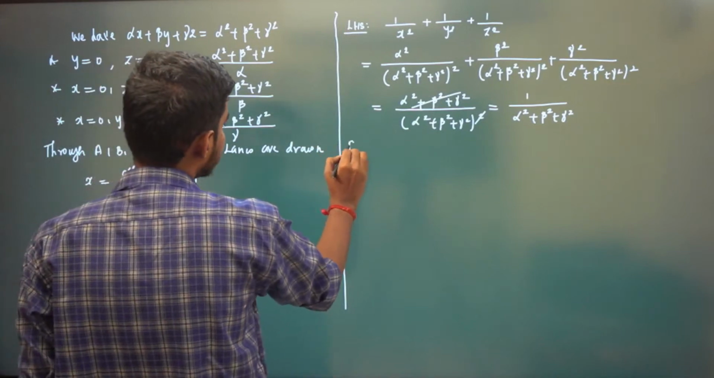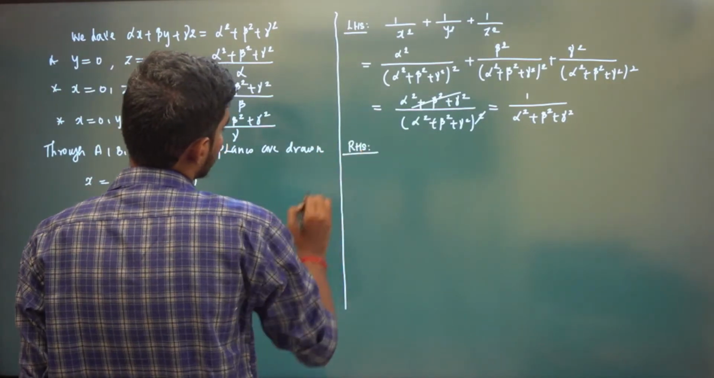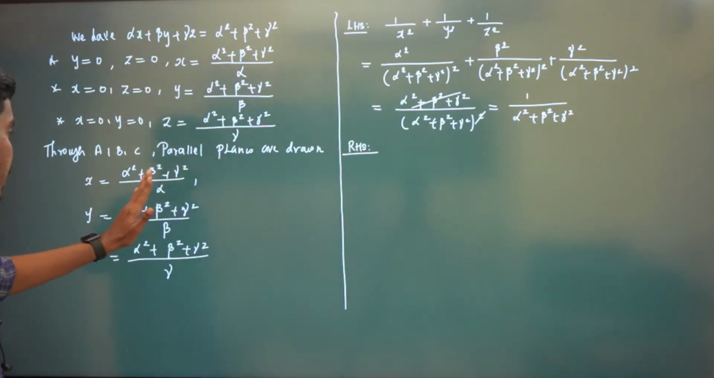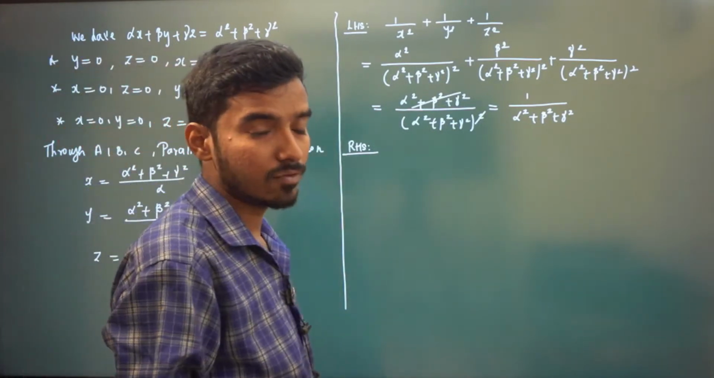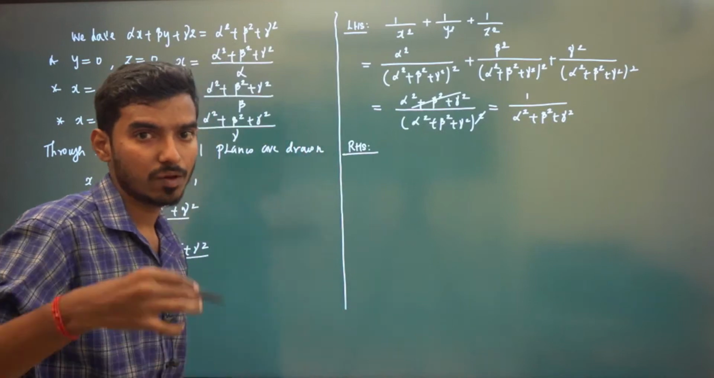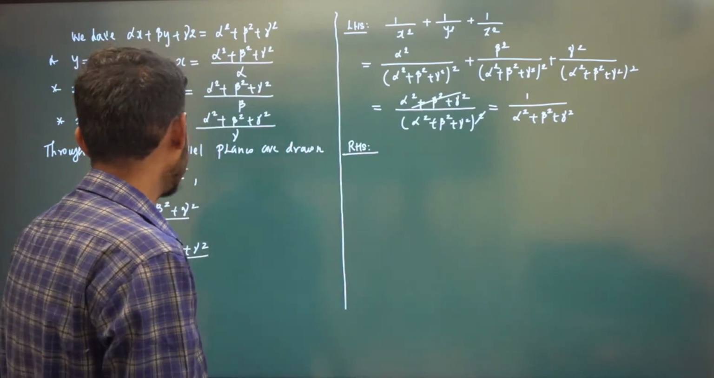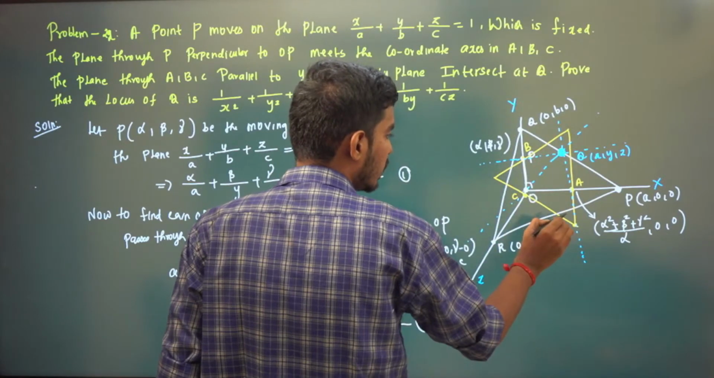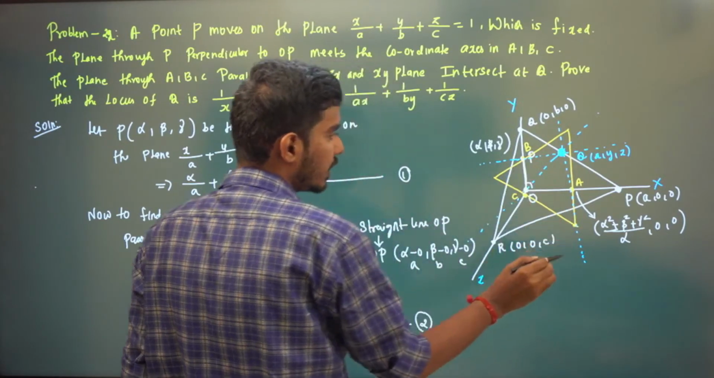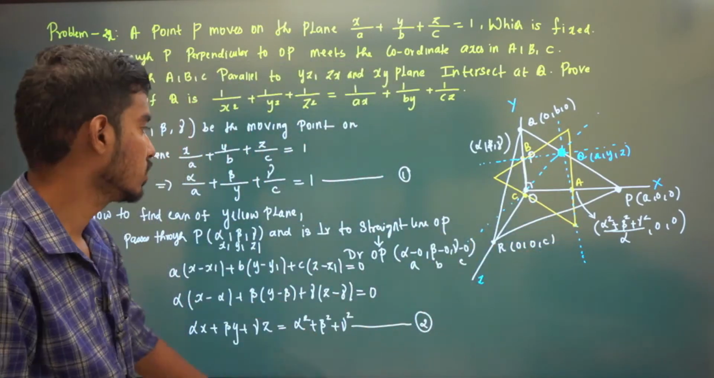Now we will do RHS. See, very simple. First, we need to find x, y, z in terms of alpha. What is alpha? Alpha is a point that is moving in the plane, which we have assumed alpha, beta, gamma. So this is nothing but x is equal to some point, y is equal to some point, z is equal to some point. First, we need to find the intercept of this plane. After that, we can easily find the equations.